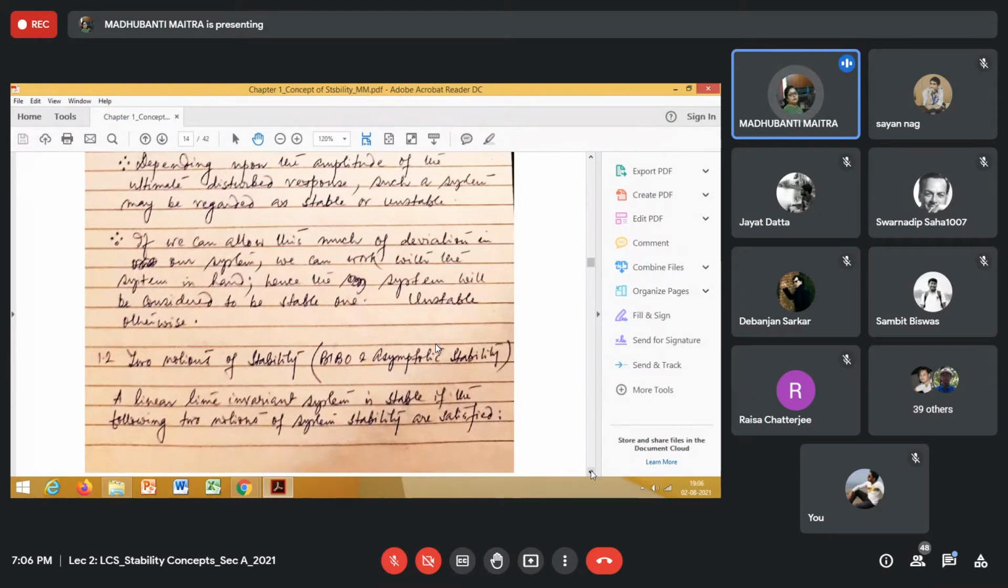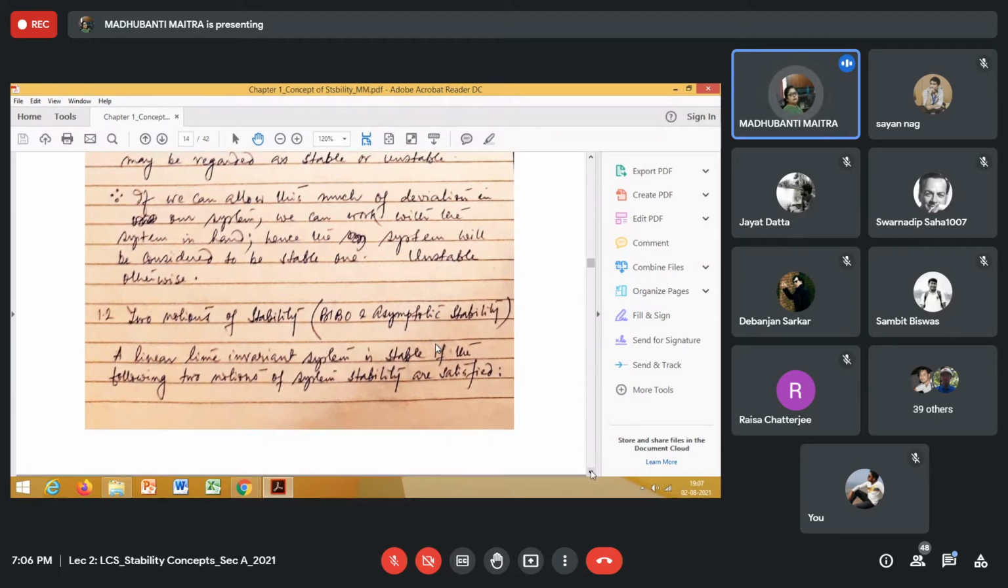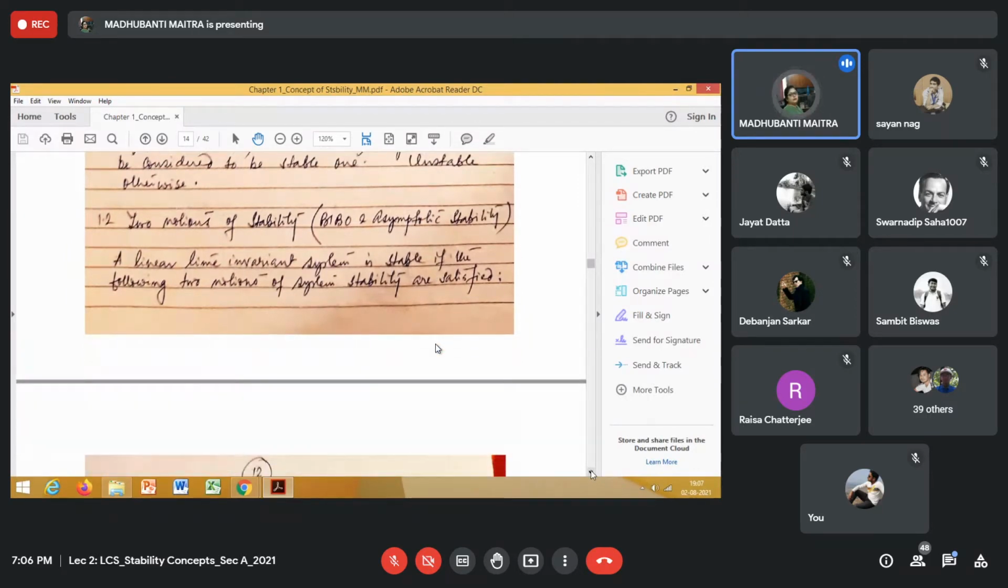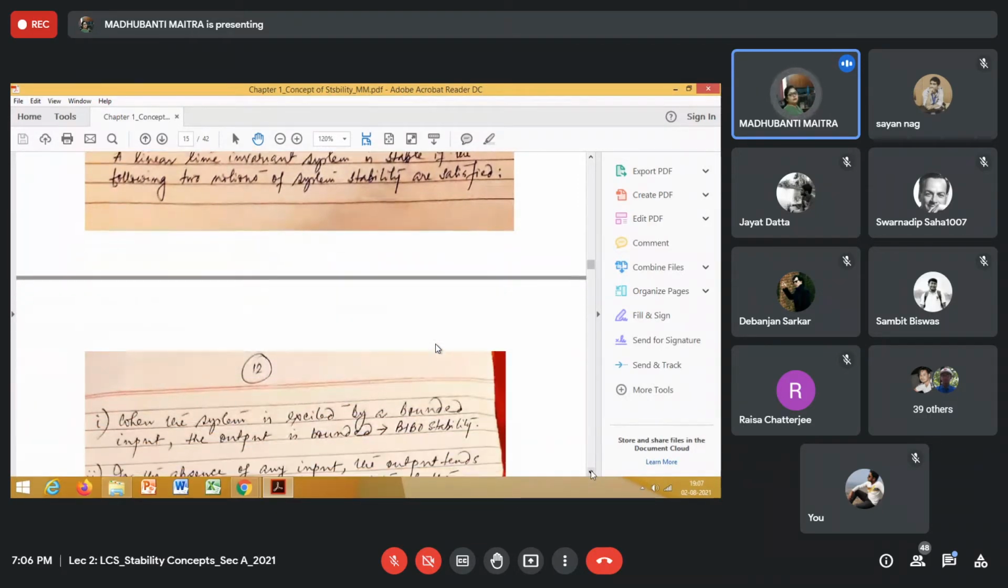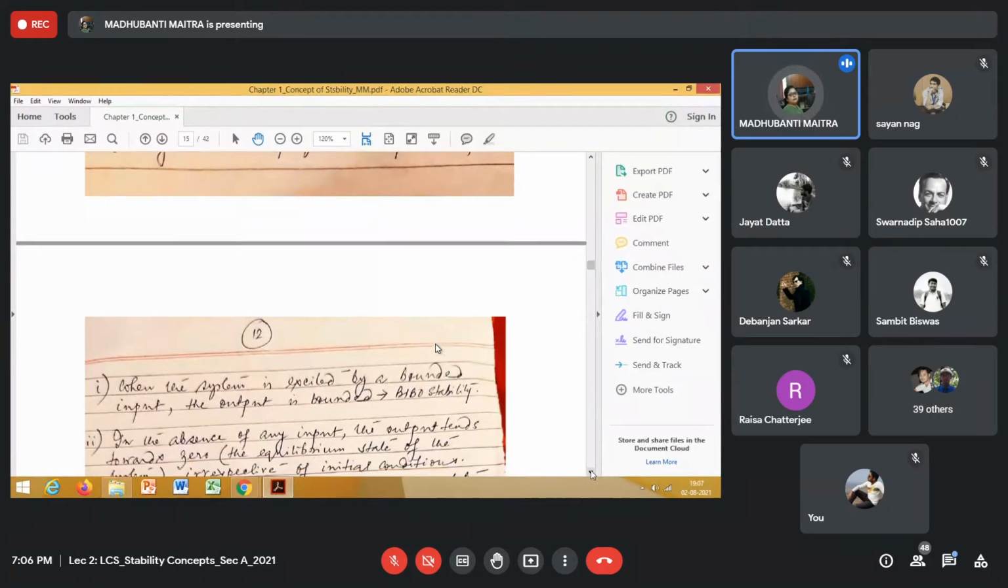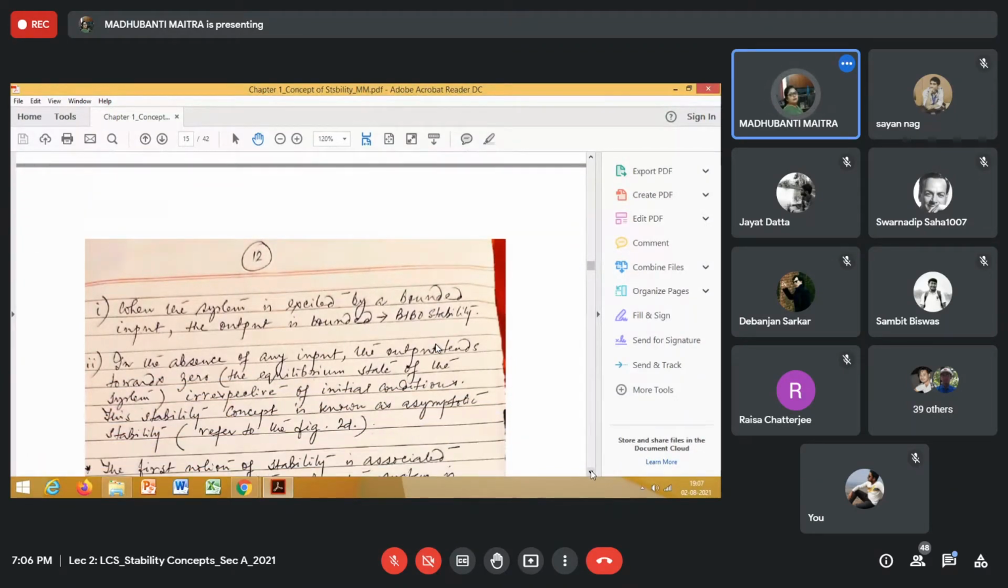Now we'll learn two notions of stability. One is BIBO stability, and the second one is asymptotic stability. So, what is the full form of BIBO? This is an acronym. BIBO stands for bounded input, bounded output. So, BIBO stability is associated with a forced system. A forced system means a system on which you have applied an input signal. A forcing function is there on the system, right? So, such a system is called a forced system.